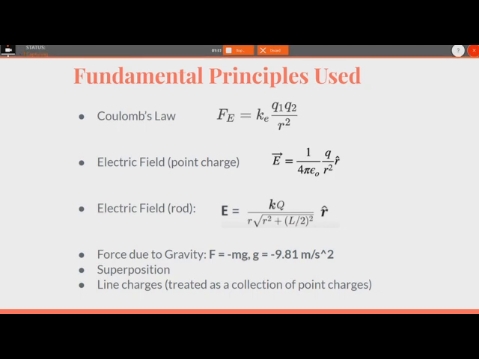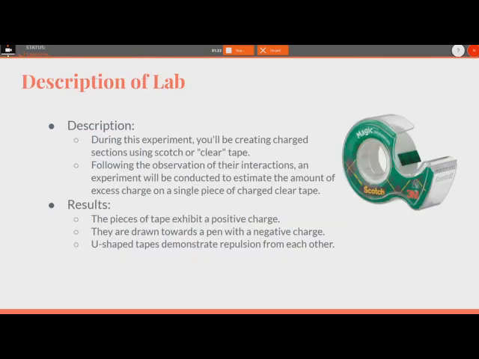And then we're going to do superposition of electric fields. And then we're going to do line charges, which is where we are treating the rod as a collection of point charges. So a little description of the lab. This is the same lab that we did in lab 1, where we were creating charged sections of Scotch or clear tape, and then following the observation of their interactions, we conducted an experiment to estimate the amount of excess charge on a single piece of the tape.